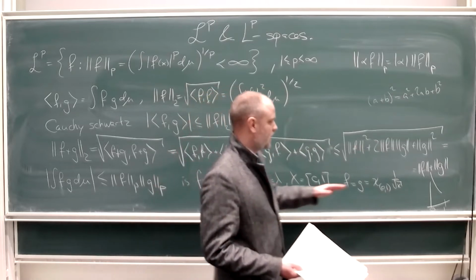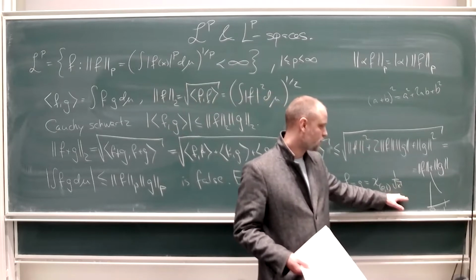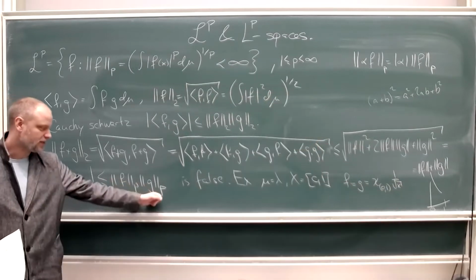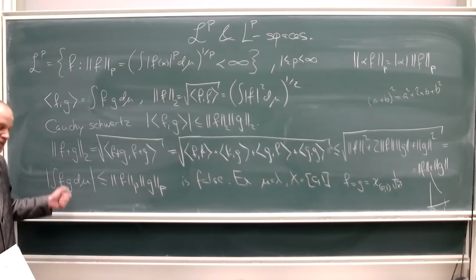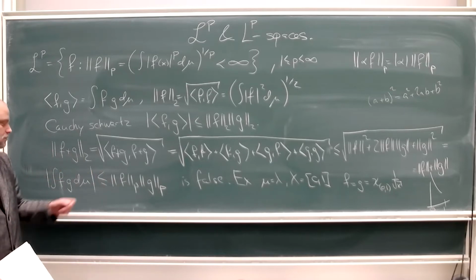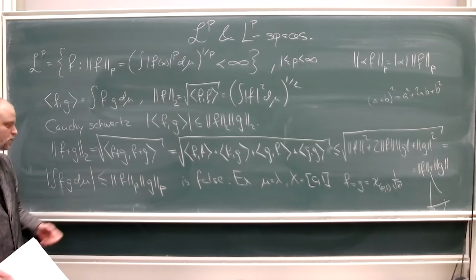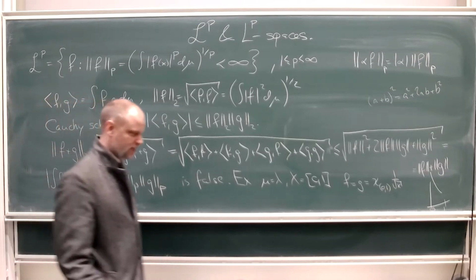The point here is that if p is equal to 1, then this number is finite and that is finite. But once I multiply these two, I get 1 over x, and the integral of that is infinite. So it's not that we have a problem that we don't have the inequality. It's worse than that. The left-hand side doesn't even exist.